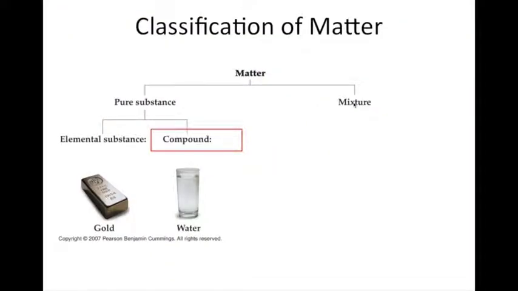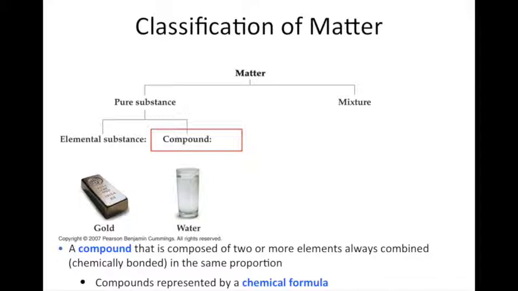Now, compounds, on the other hand, are defined as two or more elements that are chemically bonded in the same proportion. So in a compound, you have two or more different types of atoms, different types of elements that come together and chemically bond together to form a new substance. We represent a compound by what is called a chemical formula.